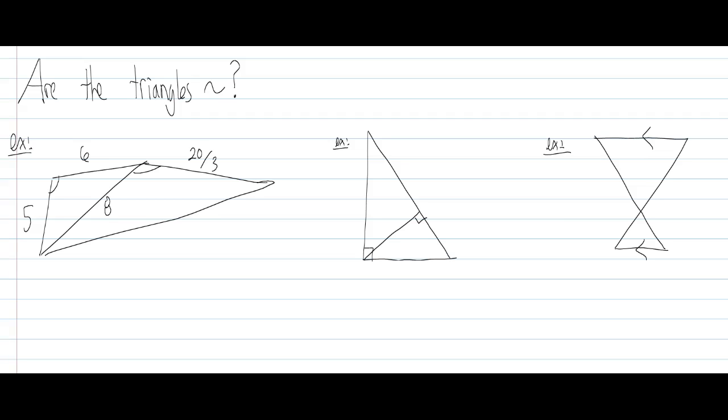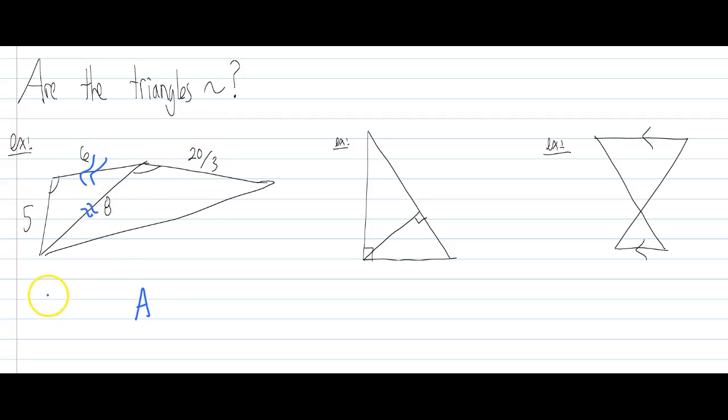Are the triangles similar to each other? Do we have any similar triangles? In this first example, we have a pair of angles that are congruent, so we have an angle. And then for the triangle on the left, 6 is the biggest length. And for the triangle, I'll put 2 marks because it's bigger. And for the triangle on the right, 20 divided by 3 is 6 2/3, so 8 is the bigger one.